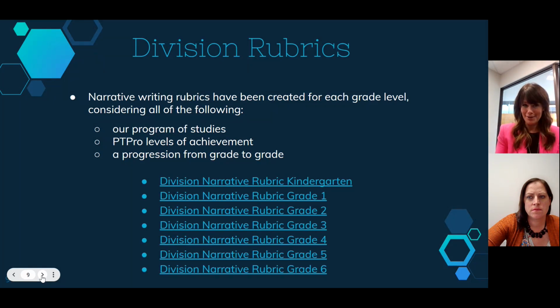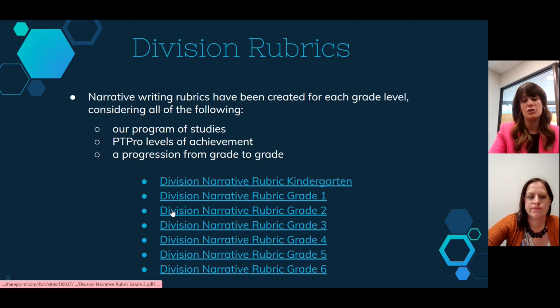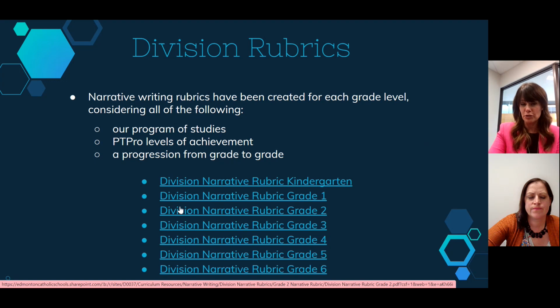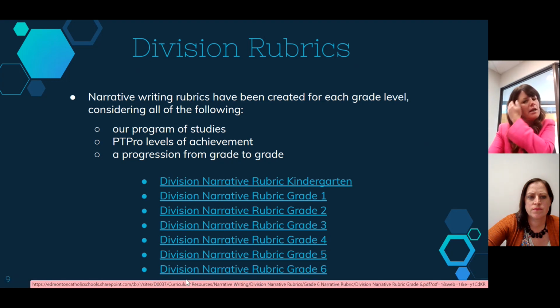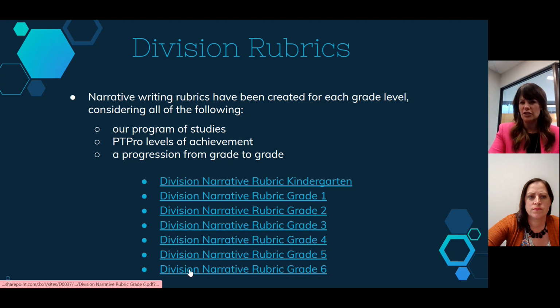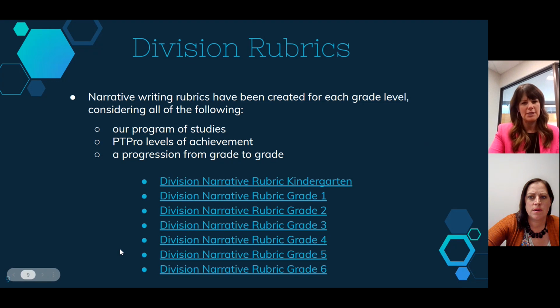So here they are. And so they're linked here for you on that same site that I went into before to show you the picture prompts. All of the write-on tools are there, including the division rubrics. So there's one for each grade, and you'll see them. They're aligned with our program of studies. They follow the levels of achievement that we currently have on PowerTeacher Pro. And then you can see the beautiful progression from kinder all the way up to grade 6. So it is really like a beautiful narrative continuum.